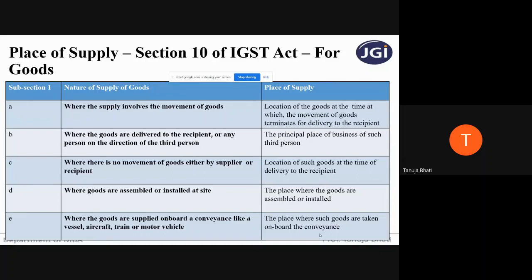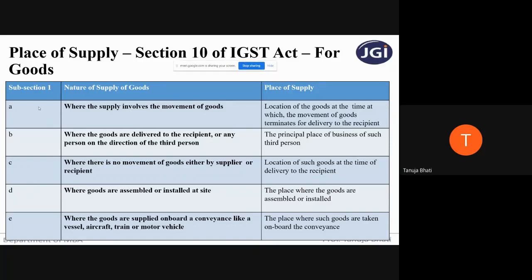Suppose there is a flight from Udaipur to Mumbai, and in Udaipur all the goods are put into the flight and it is reaching Mumbai. So Udaipur will be the place of supply in respect of the goods that are provided in the flight. So let us individually see each and every subclause in further detail.